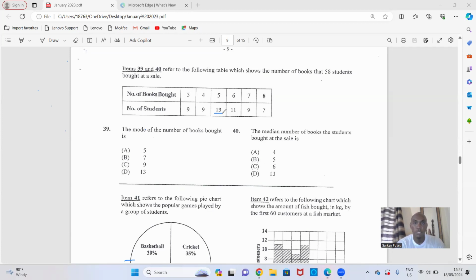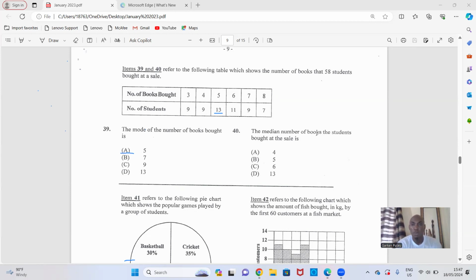So the highest frequency is, sorry, not 3, 13. So it means the mode is going to be 5. So 13 students, right? 13 students bought 5 books. 11 students bought 6 books. So this 5 books is the one that has the highest frequency. So the mode is 5, not the 13. The 13 is just giving me the highest frequency.